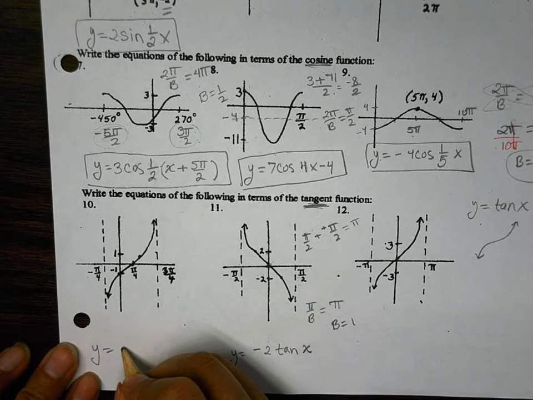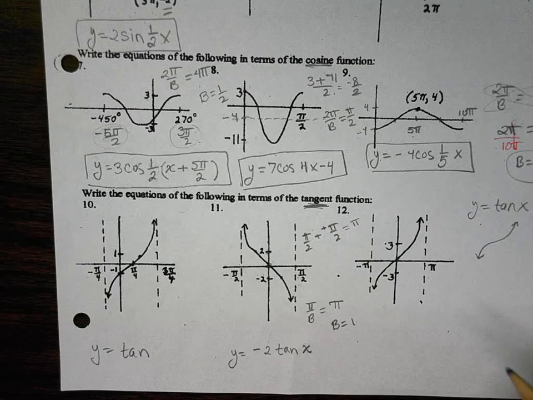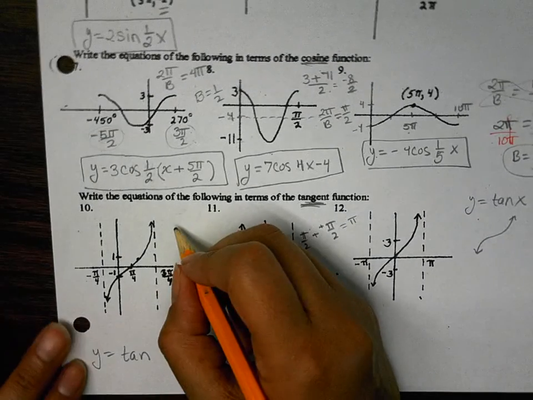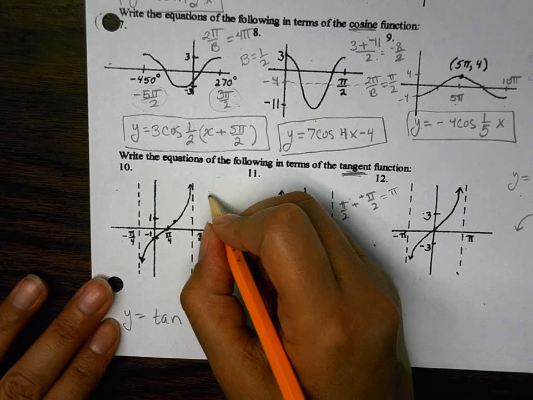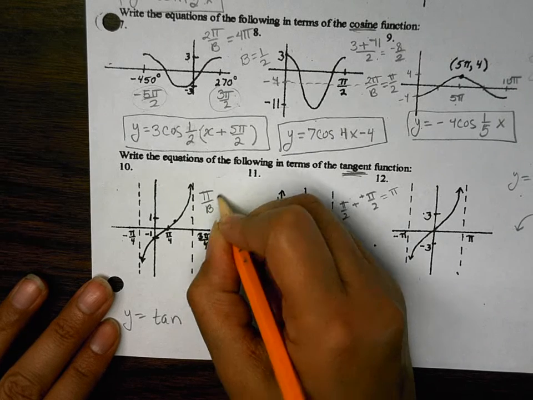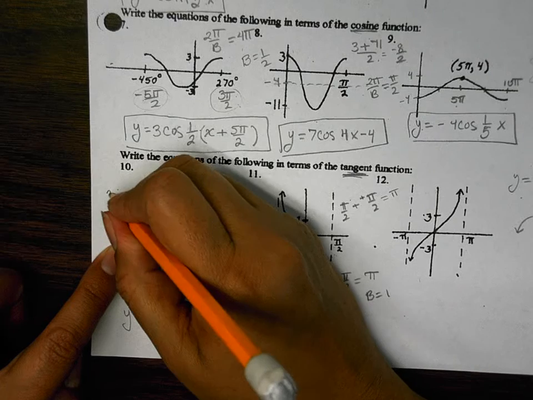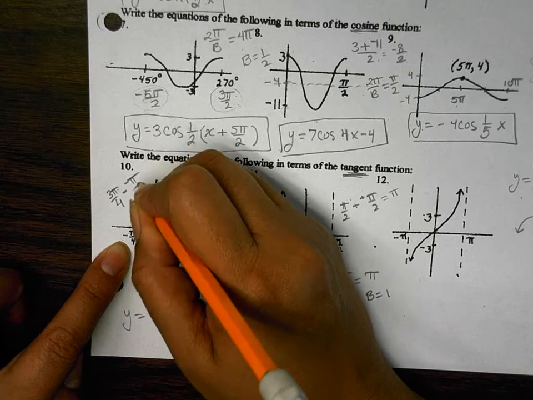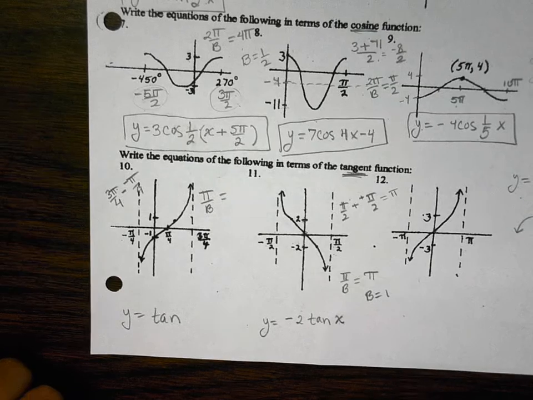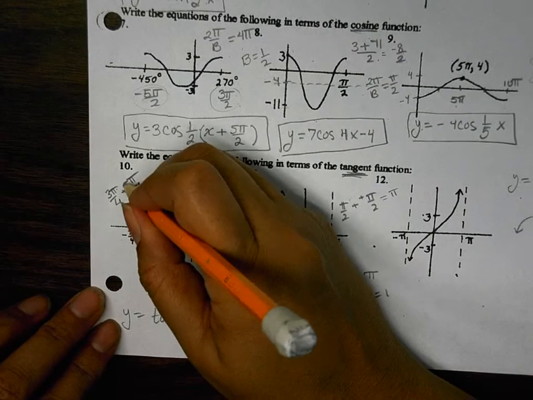Y equals 1 tan. All right, b. Is it 2 pi over b or pi over b? Pi over b equals right minus left. 3 pi over 4 take away negative pi over 4. What does that give you?